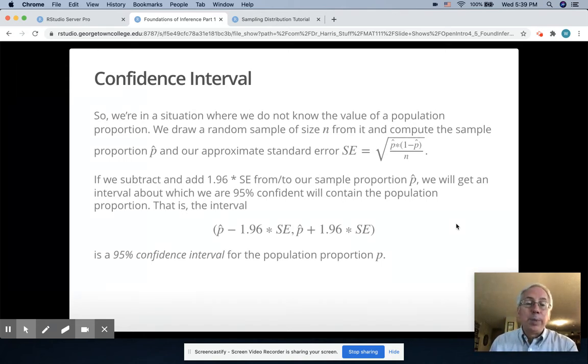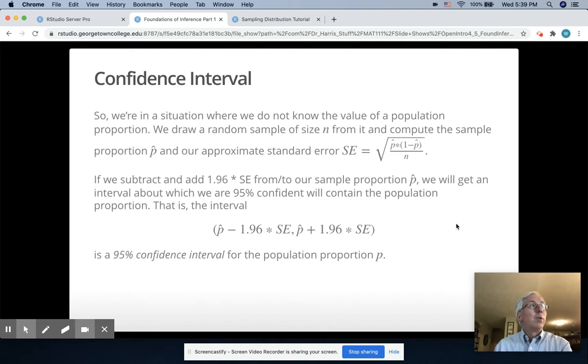Okay, so we don't know p. We draw a random sample. We know the size of that random sample, and we can compute p hat, the sample proportion, and the approximate standard error: the square root of p hat times 1 minus p hat divided by n.